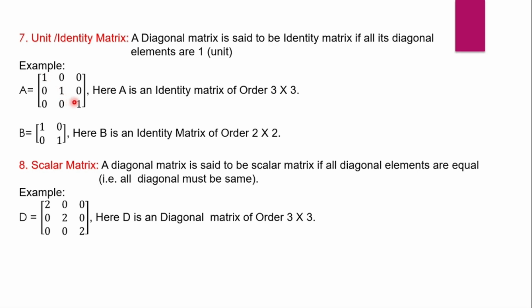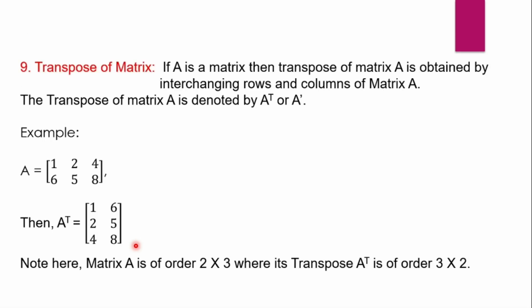So I can say that an identity matrix is a scalar matrix, but a scalar matrix need not be identity. In the particular example, I have written 2 2 2 here, but I can't call matrix D an identity matrix, because in an identity matrix all diagonals should be 1. So this is the key point here: every identity matrix is a scalar matrix, but a scalar matrix need not be identity. Moving on to the transpose of a matrix.